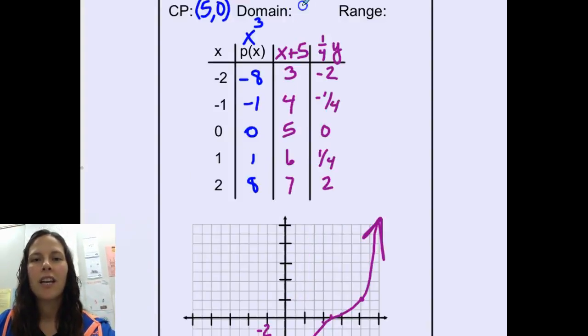Domain and range. If the domain and range of your parent function are all real numbers, no type of transformation can change that. For our cubic, that is the case.